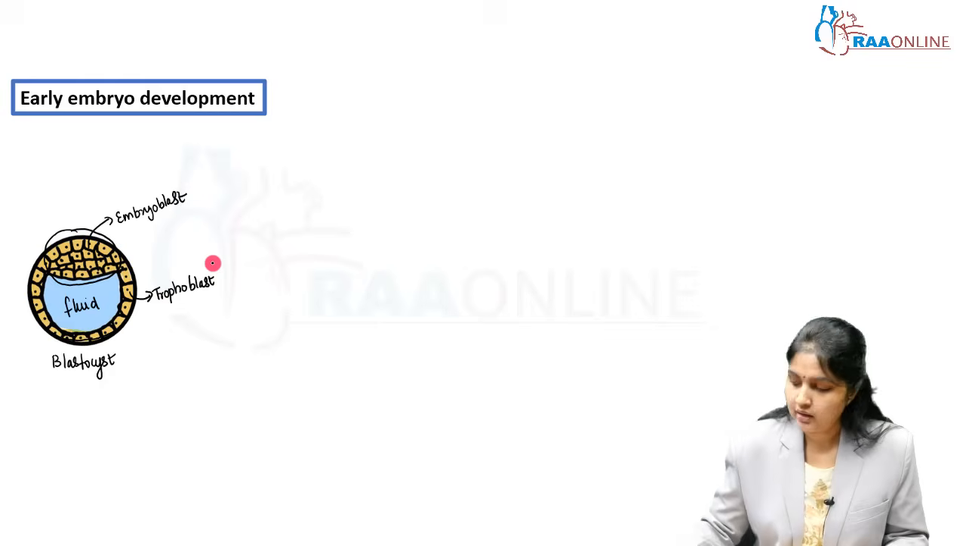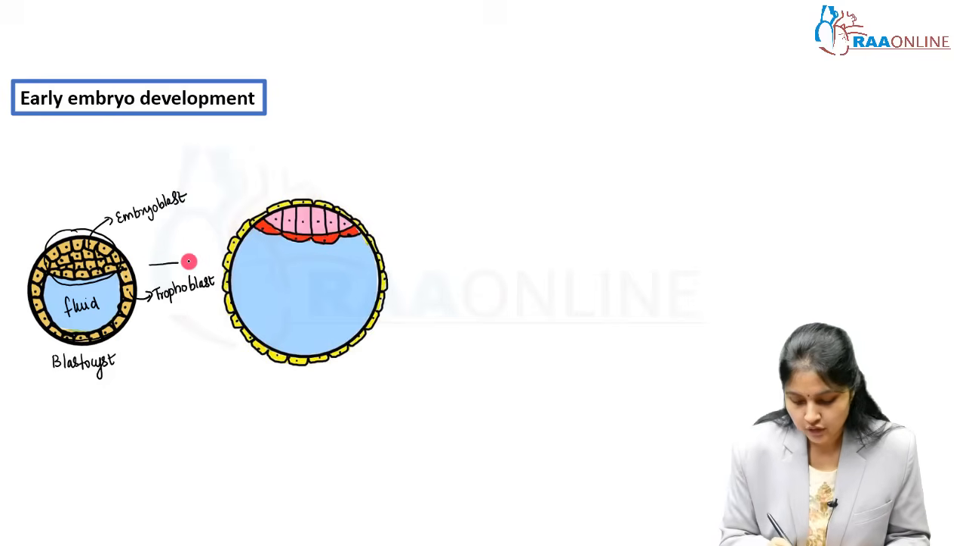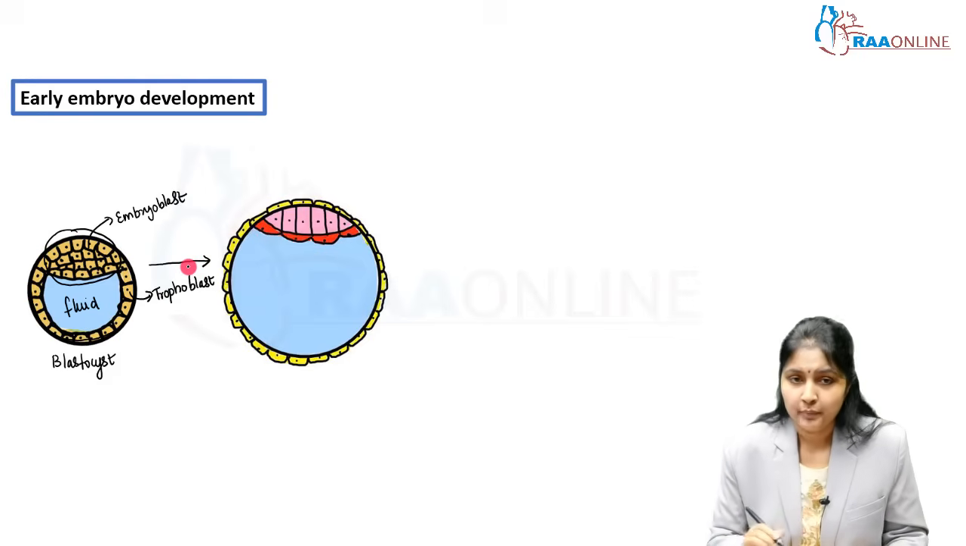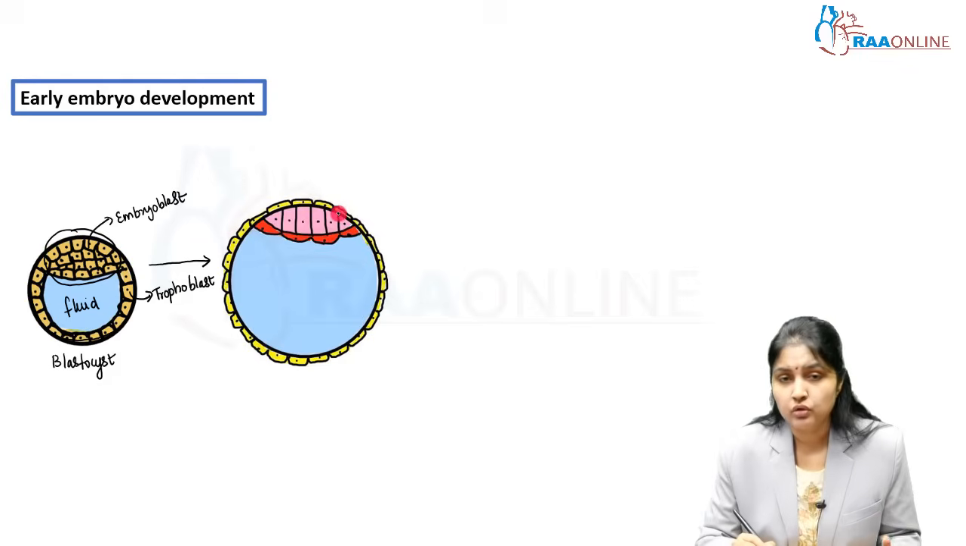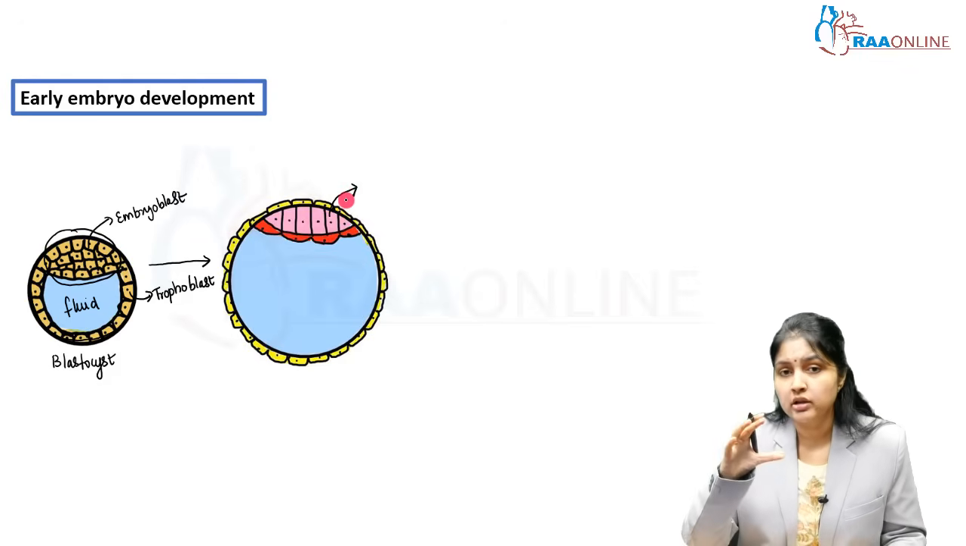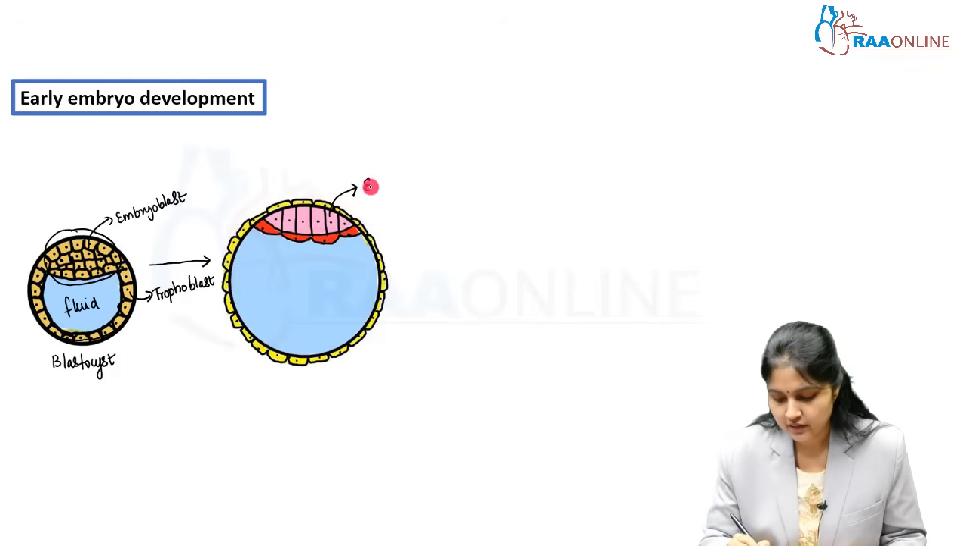So two cell types. Now the embryoblast further divides itself into two types of cells. The upper layer of cells become taller, columnar-like, and this layer is called the ectoderm. And the lower cells become flattened, and they are called the endoderm. The fluid is still there, and the yellow cells are the trophoblast.